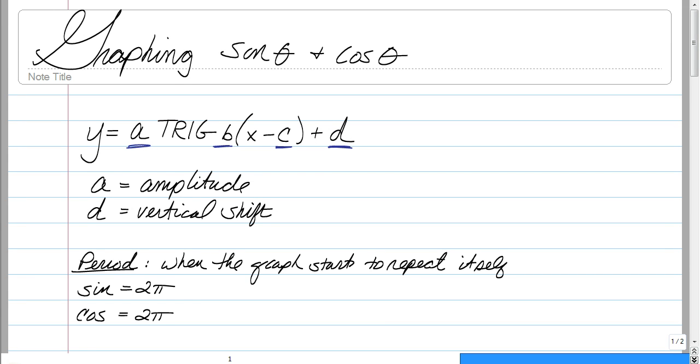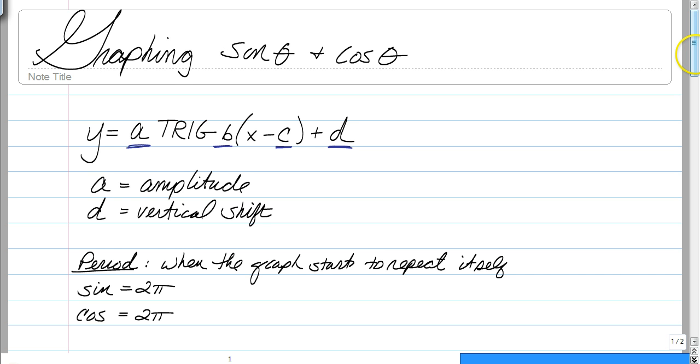So today we are just going to talk about A and D, and then the next video will wrap up with B and C and tie it all together. So A stands for amplitude, which is how high or low these waves are going to go. And D is the vertical shift, how high we move or how low we move the entire graph.